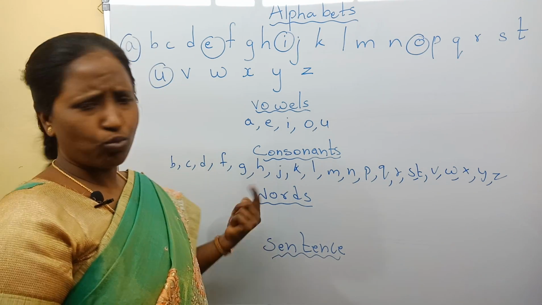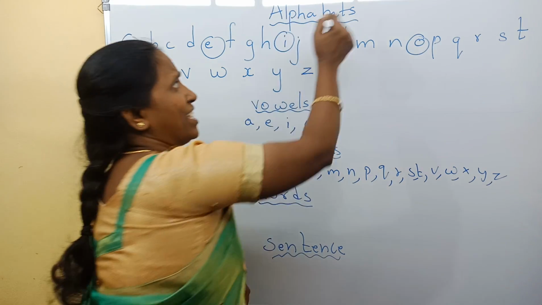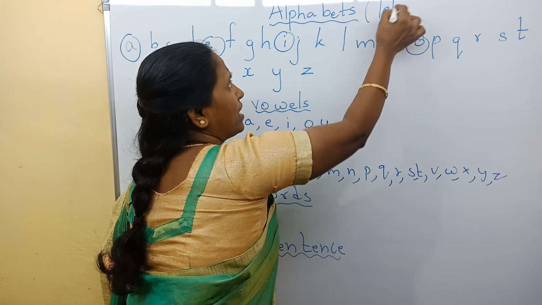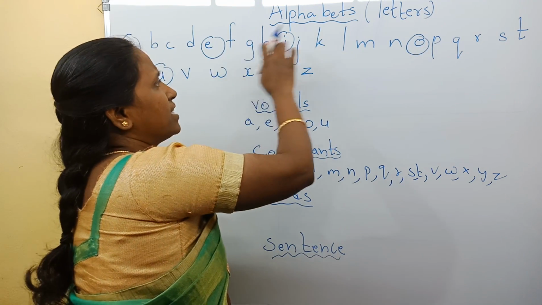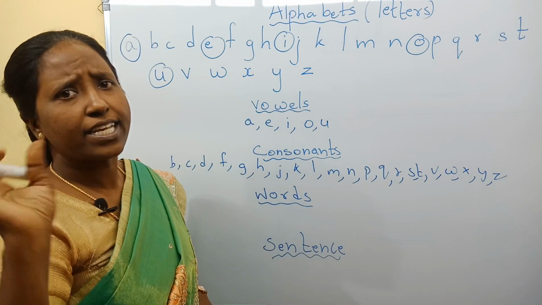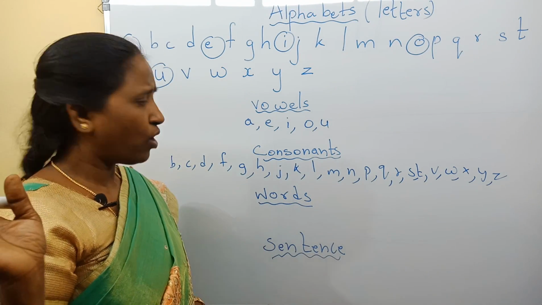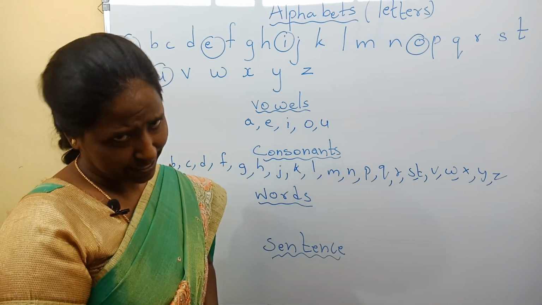What are words? Words are the combination of letters. These alphabets are nothing but letters. Each one is a letter. A is a letter, G is a letter, M is a letter, N is a letter, R is a letter. Words means the combination of letters.